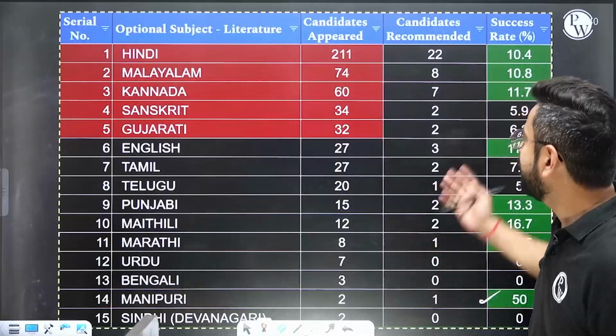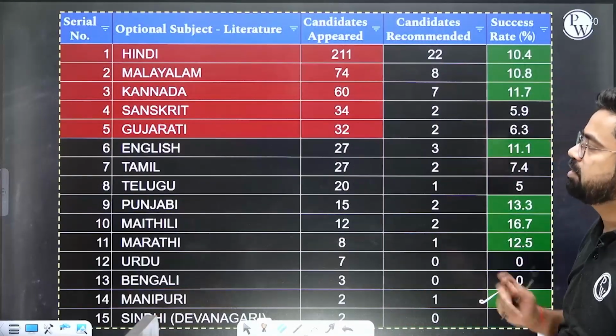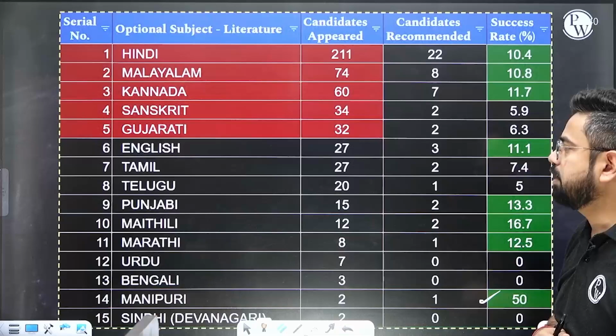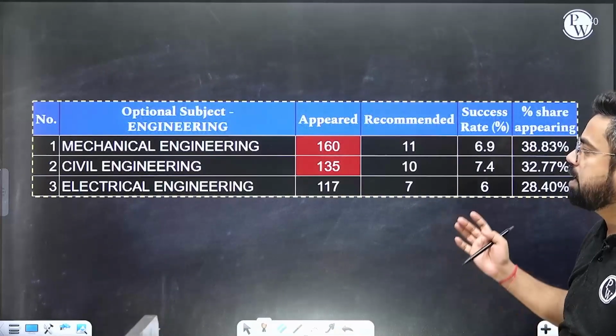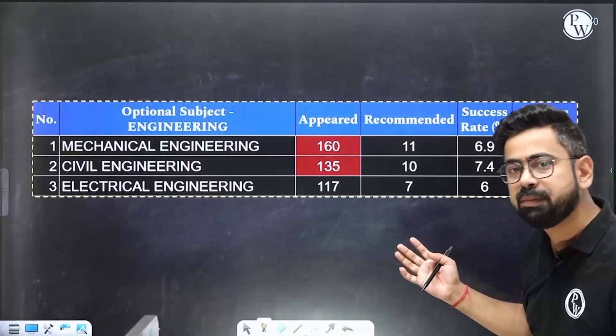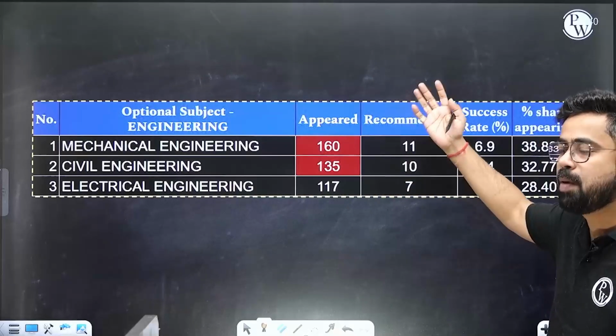So again, the success percentage, you see, even the literature optional guarantees a better success rate. And on the other hand, engineering subjects, why do people switch from engineering to humanities?